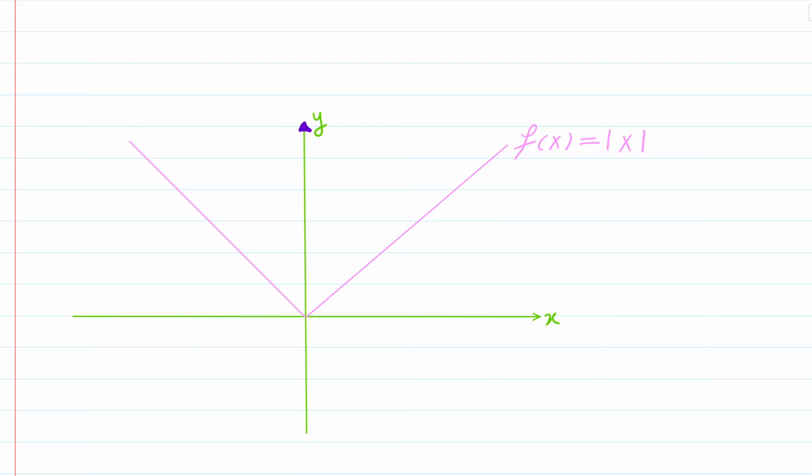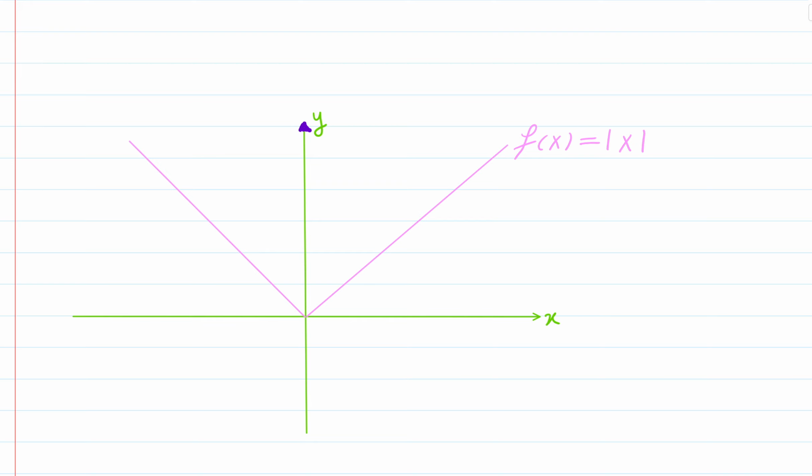Now let's see how we can check if a function is even or odd just based on the graph of the function. Here you see the graph of the absolute value function. What do you think? Is it even or odd? To check if a graph is even or odd, we look at the graph. If it is symmetric with respect to the y-axis, then we say it is even.